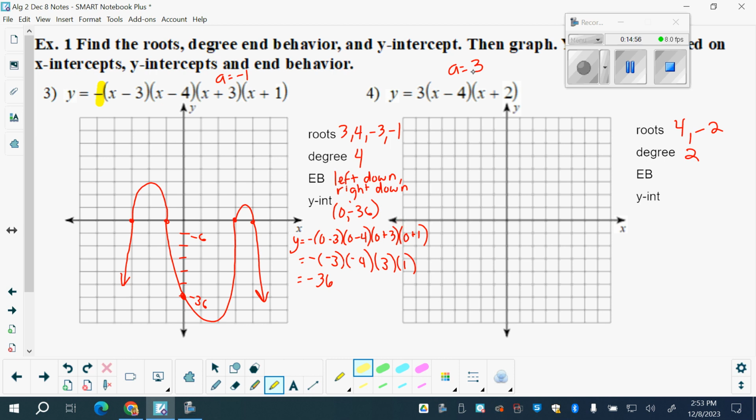What's my end behavior? Left up, right up. And think about, this is like a quadratic when it's a degree of 2. So for the evens, when your degree is even, if your A is positive, it's going to be facing up on both sides. So that's one way to help you remember the evens for A is positive and negative.